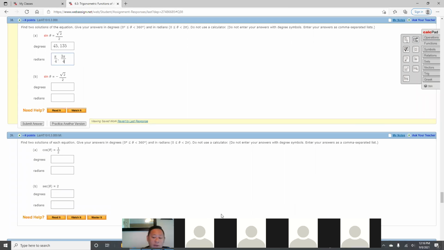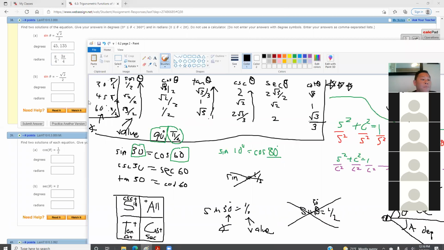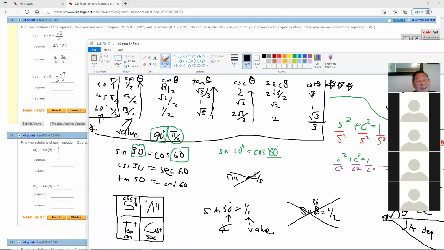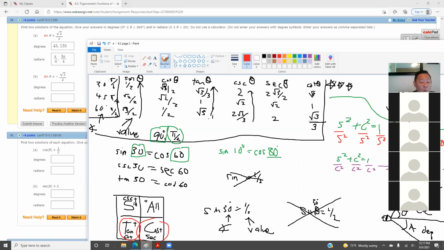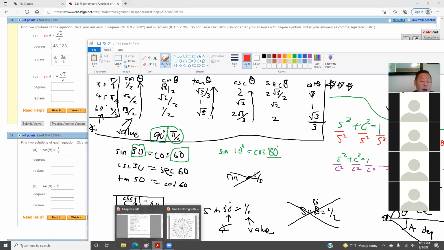Now the next one is sine theta equals negative root 2 over 2. As you remember, root 2 over 2 is 45 degrees and pi over 4, as what we did in part A. But in part B, it wants negative. Since it is negative, it has to belong to quadrant 3 and quadrant 4, because in quadrant 3 and quadrant 4, sine is negative. So how do we figure out what angle is in quadrant 3 and quadrant 4?